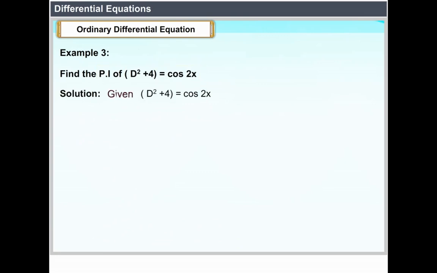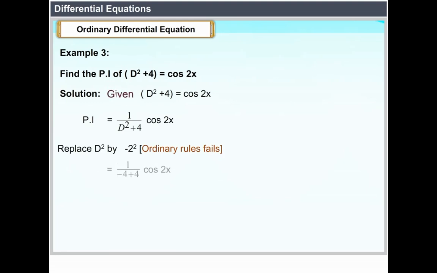Example 3. Find the PI of (D² + 4) = cos 2x. Solution. Given D² + 4 = cos 2x. PI = 1/(D² + 4) cos 2x. Replace D² by -2². The ordinary rule fails. = 1/(-4 + 4) cos 2x. So we are getting 0 in the denominator. That's why the ordinary rule fails.